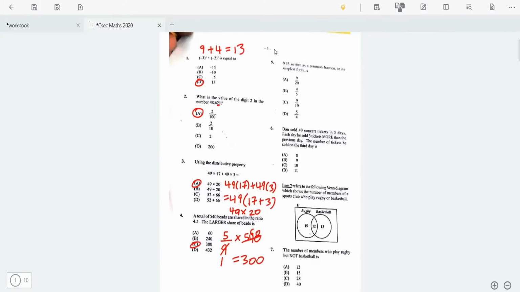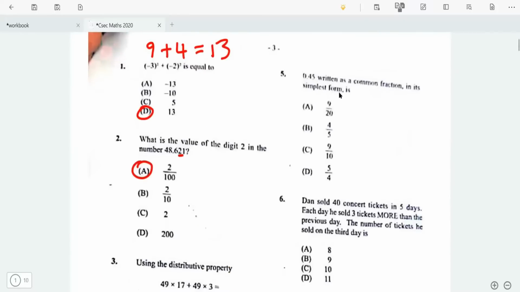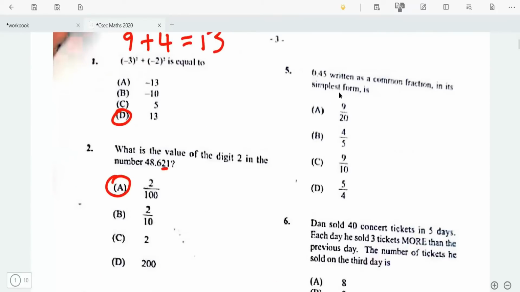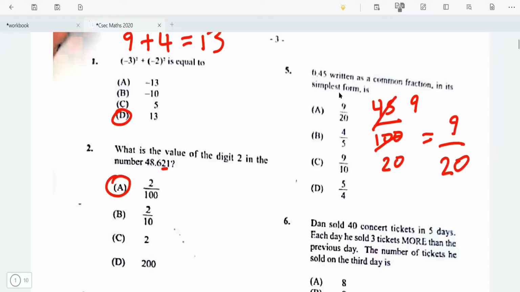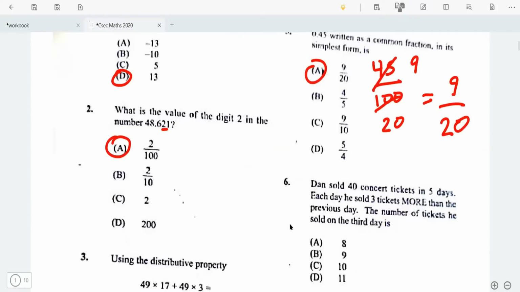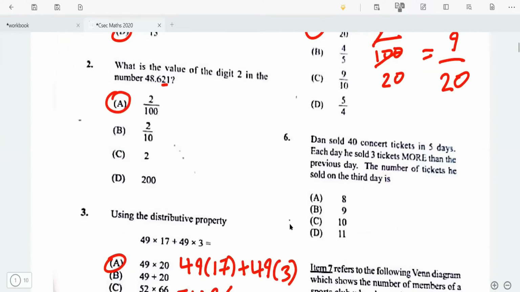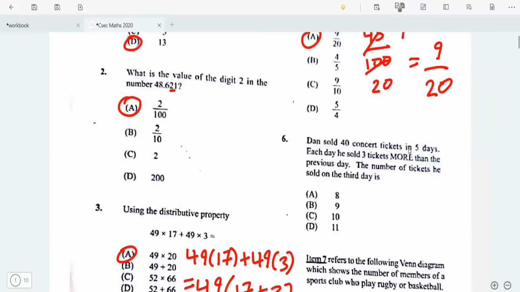Question 5, it says 0.45 written as a common fraction in its simplest form. 0.45 is 45 over 100, and you can divide it by 5. 5 into 45 goes 9 times, 5 into 100 goes 20 times. So that's 9 out of 20. That's option A.